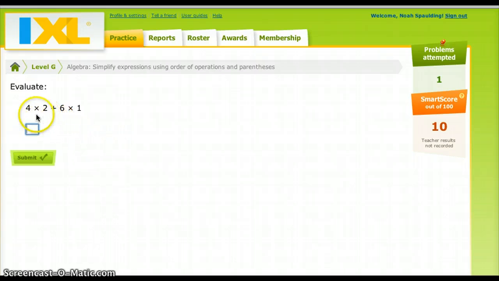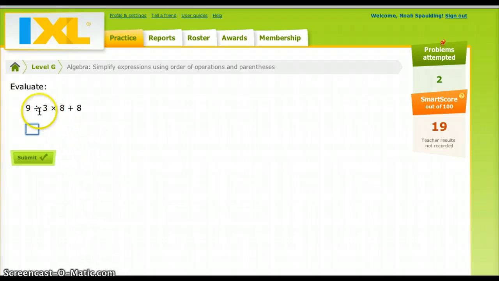Okay, next, here, look at all of them. We have a multiplication here and a multiplication here, addition there. So we need to do multiplication first. 4 times 2 is 8, and this is 6 times 1. 6 times 1 is 6. So we have 8 plus 6, which is 14.